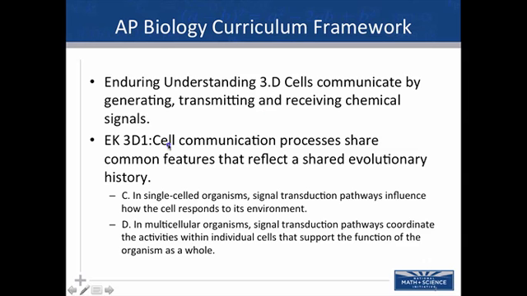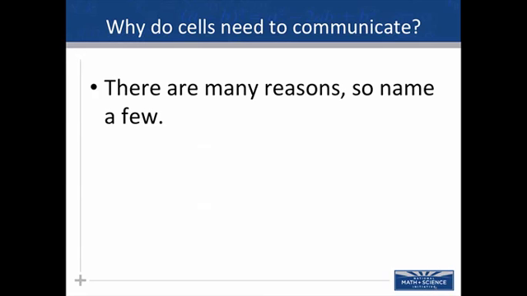That process of cell communication has been a shared feature. It also reflects evolutionary history because we have single-celled organisms that can communicate intra and extracellularly, as well as multicellular organisms that are able to communicate very complex messages from one part of the organism to another.